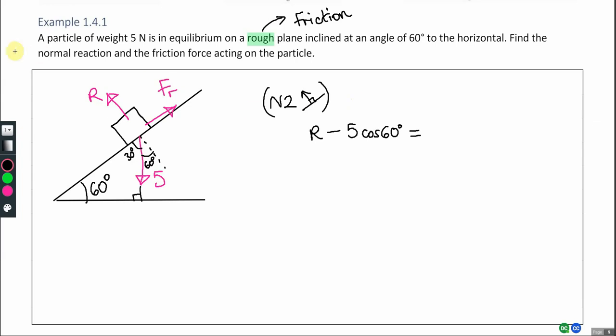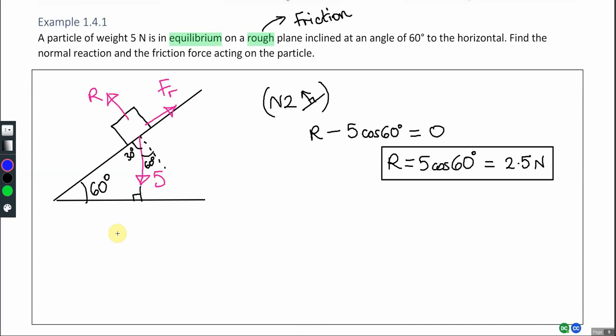Because the particle is in equilibrium, that means there is no resultant force in any direction, which therefore means there's no acceleration in any direction either. So the right hand side there is mass times acceleration, but because the acceleration is 0, the right hand side is going to be 0. So R will equal 5 cos 60, and cos 60 is a half, so R is 2.5 newtons. So that is the normal reaction force.